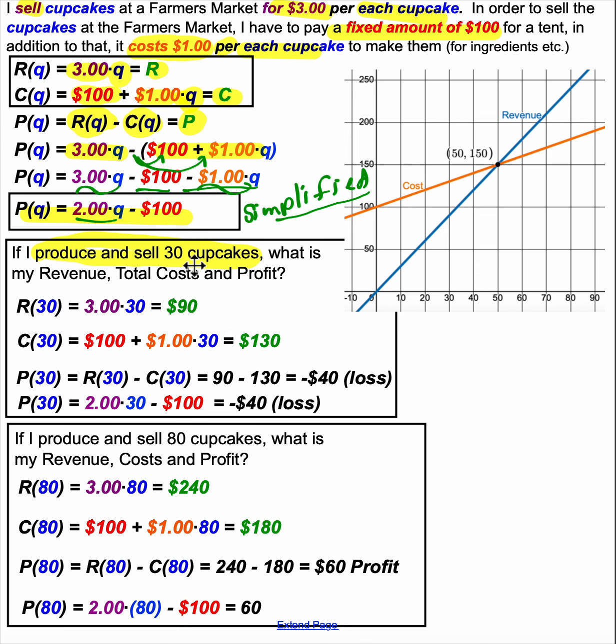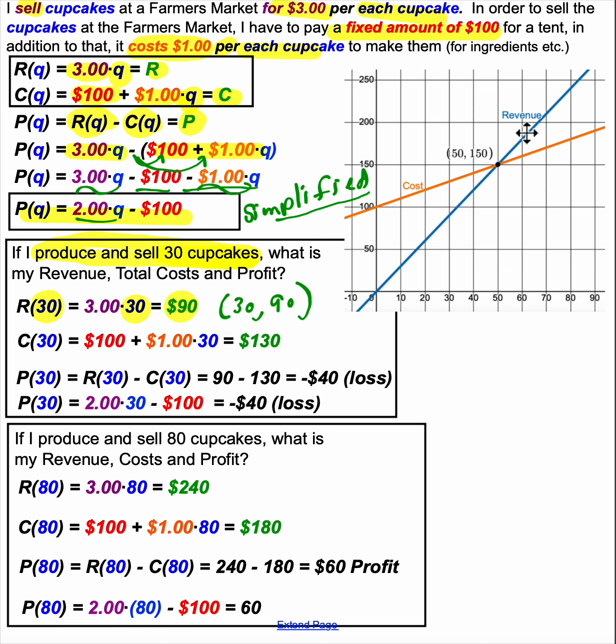So if I produce and sell my quantity of cupcakes, that's my input. Q is my input. So if I want my revenue, I'm going to put 30 in for the quantity, and then I substitute in 30 for the quantity here. So 3 times 30 is equal to $90. So if I wanted to write that as an ordered pair, that would be when I input 30 as my quantity, I get an output or revenue of 90.